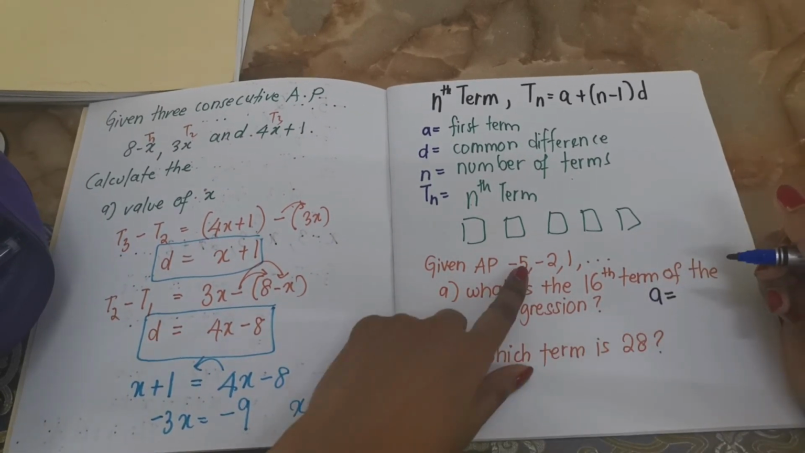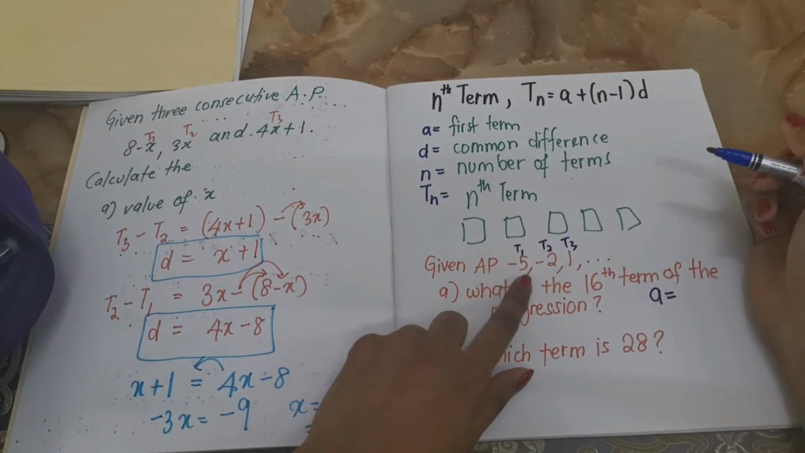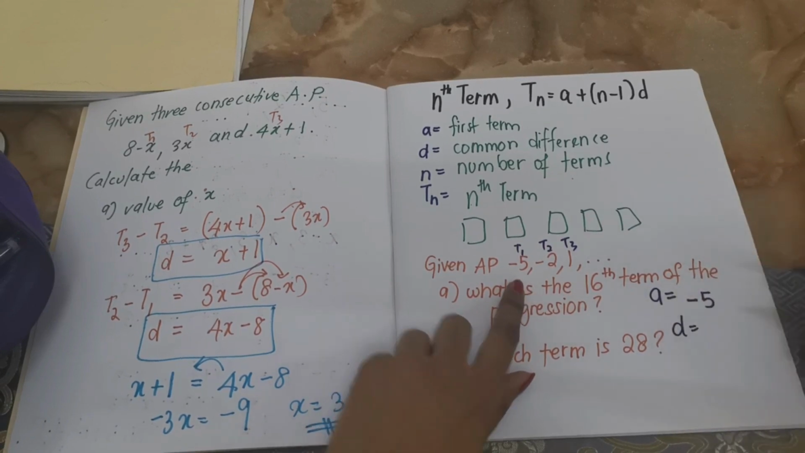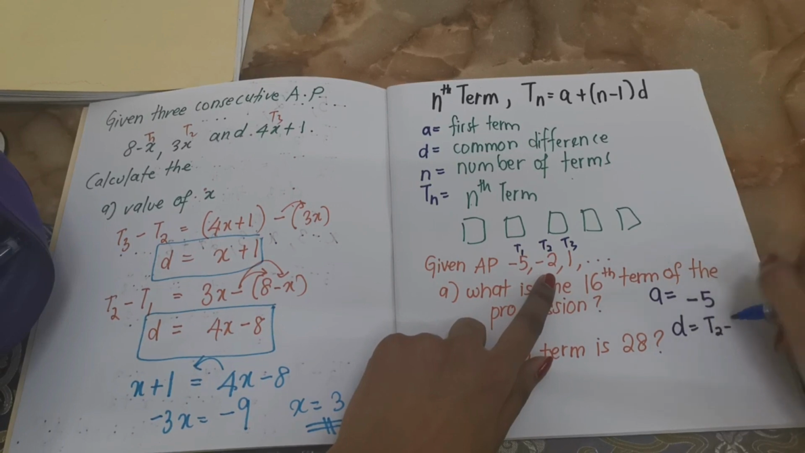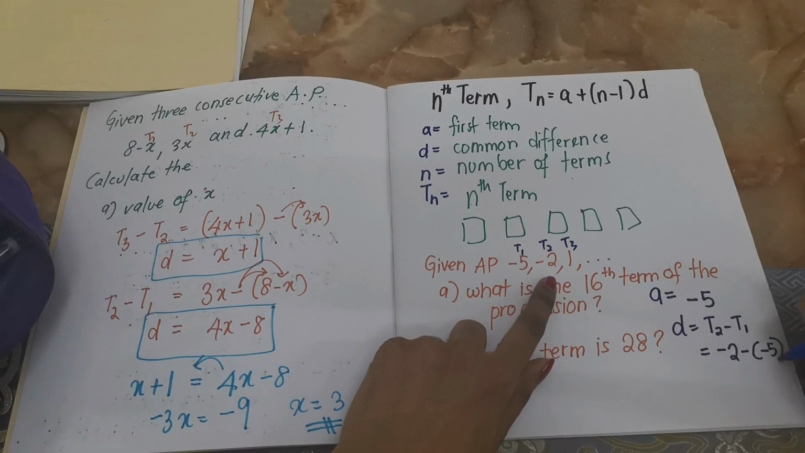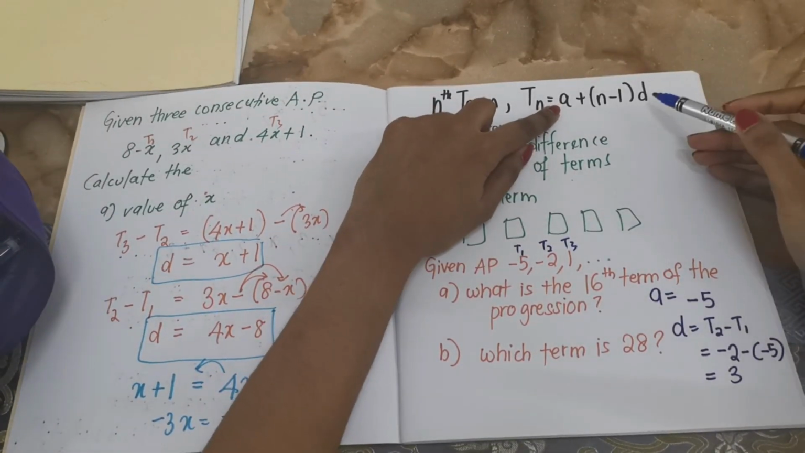a is the first term. So here T1, T2, T3. The first term here is -5. What is our d? What is our common difference? We just take T2 minus T1, which is -2 minus -5. So here we obtain 3. So our d is also obtained. So a found, d found.